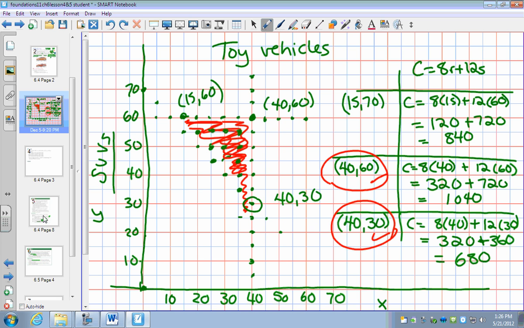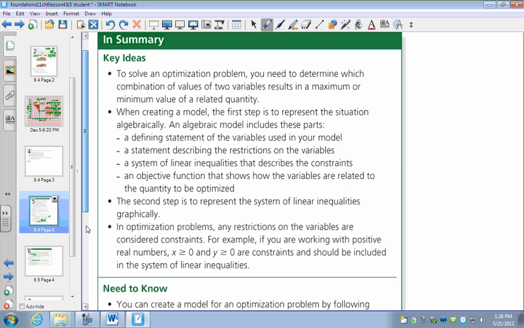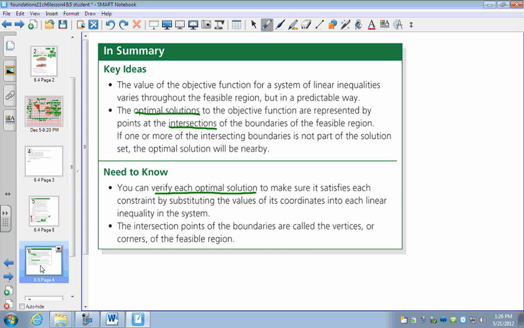So I want you to try both the questions from 6.4 and 6.5. These steps in your textbook are really nice. It's good to always have this page open and go through and make sure you do those steps, because these are the steps I'll be looking for on the pretest and the test. And then these are the steps again. This just talks about the optimal solution is going to be found at those vertices of your feasible region, of your shaded in region.